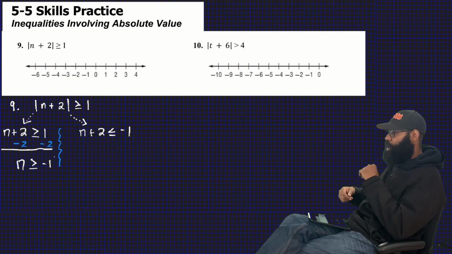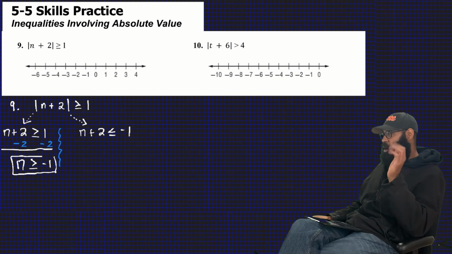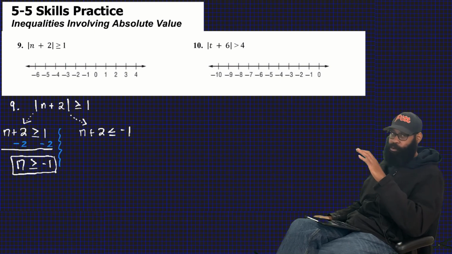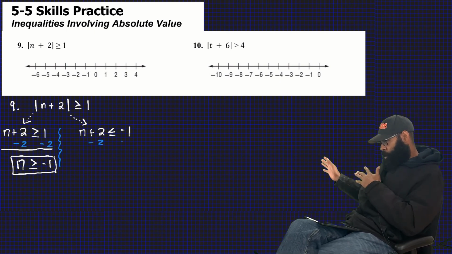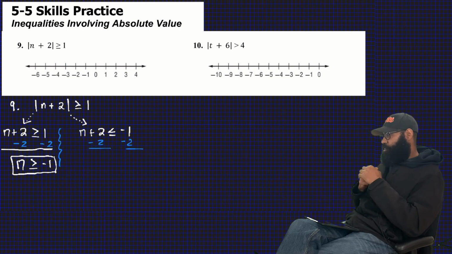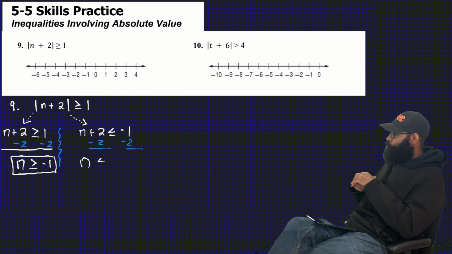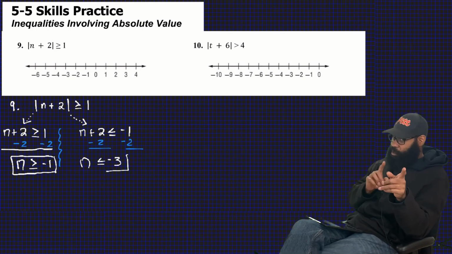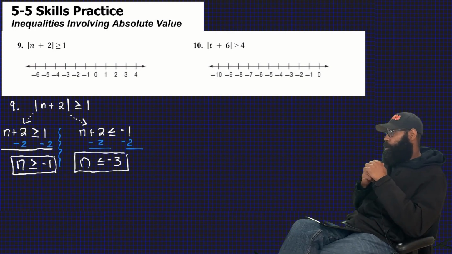Solving your one step, n is greater than or equal to -1. Box and graph. We'll graph later. Second scenario, subtract 2 from both sides, making sure I'm careful with my integers. n is going to be less than or equal to -3. I've already made a mistake today, so we don't want to see too many more. And boom, pow.